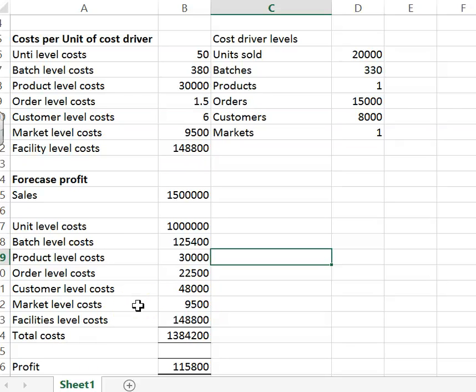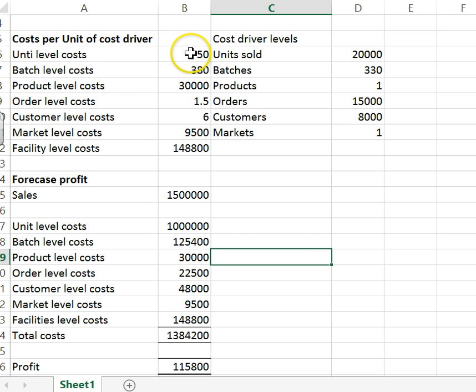Exhibit 18.6 provided a fairly simplistic cost volume profit analysis to work out the break even for a business. Now, what we're going to look at here in Exhibit 18.8 is how a more sophisticated cost analysis and profit can be calculated using a range of different cost drivers and cost driver levels.